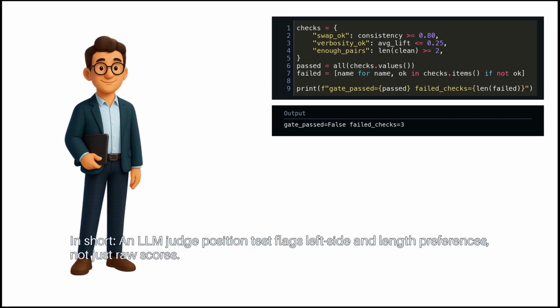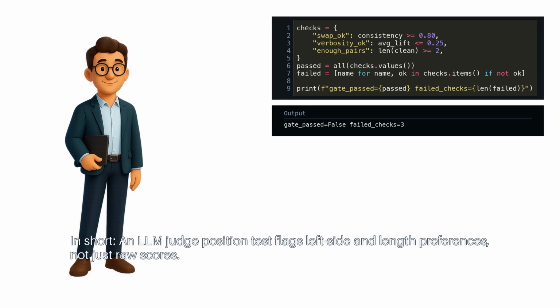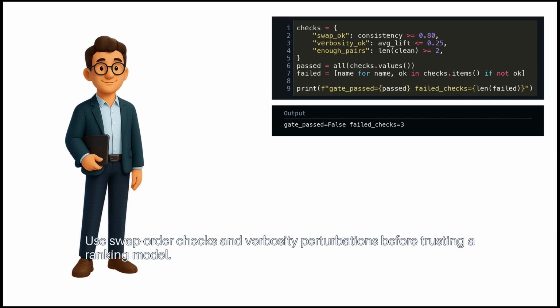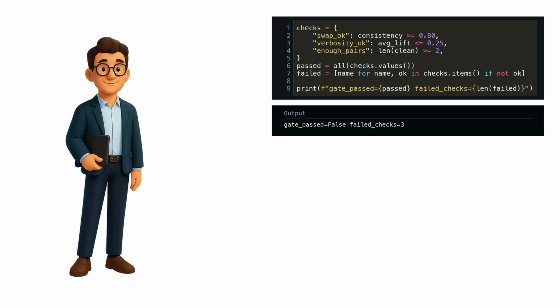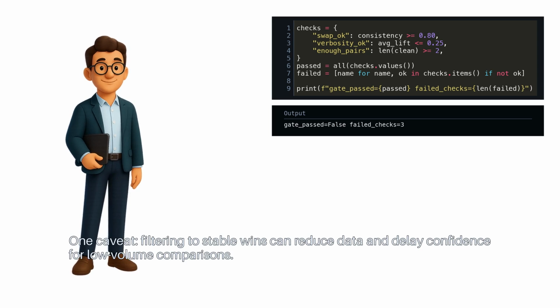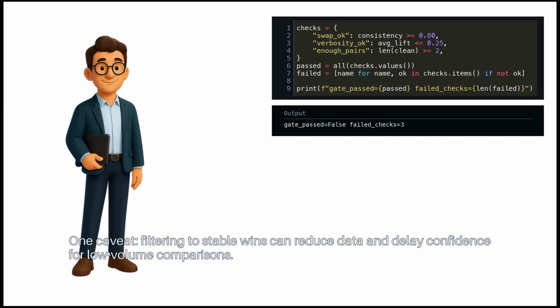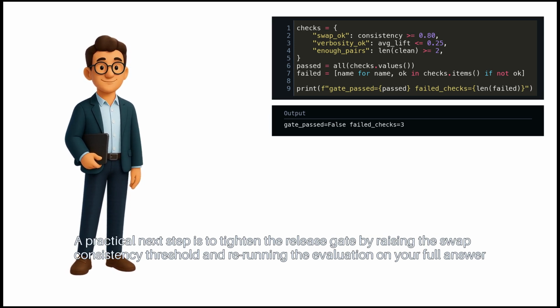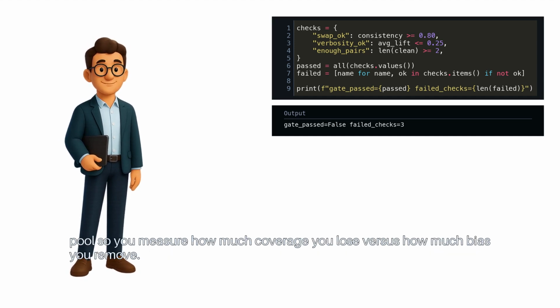In short, an LLM-Judge position test flags left side and length preferences, not just raw scores. Use swap order checks and verbosity perturbations before trusting a ranking model. One caveat: filtering to stable wins can reduce data and delay confidence for low-volume comparisons. A practical next step is to tighten the release gate by raising the swap consistency threshold and rerunning the evaluation on your full answer pool, so you measure how much coverage you lose versus how much bias you remove.